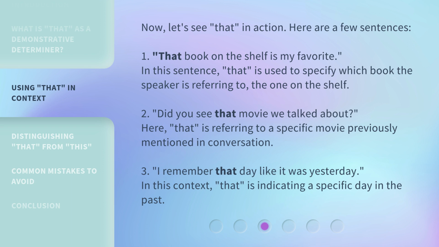2. Did you see that movie we talked about? Here, that is referring to a specific movie previously mentioned in conversation. 3. I remember that day like it was yesterday. In this context, that is indicating a specific day in the past.